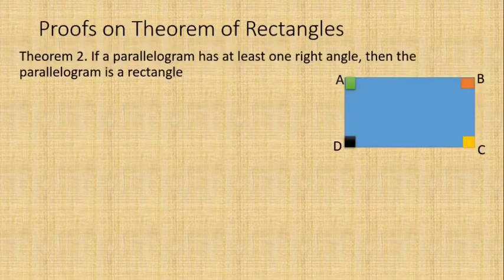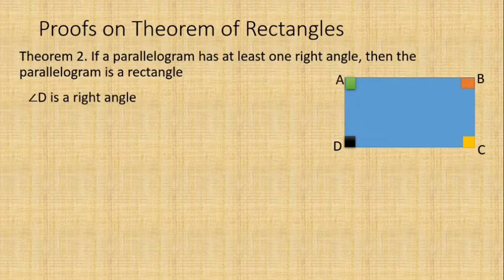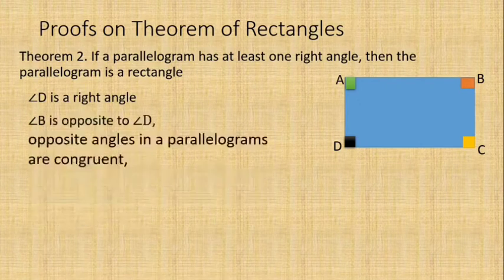Let's have theorem number 2. If a parallelogram has at least one right angle, then the parallelogram is a rectangle. In the given figure, we can see that angle D is a right angle. In a parallelogram, opposite angles are congruent. So angle B, which is opposite to angle D, is also a right angle. Therefore, angle D and angle B are congruent.